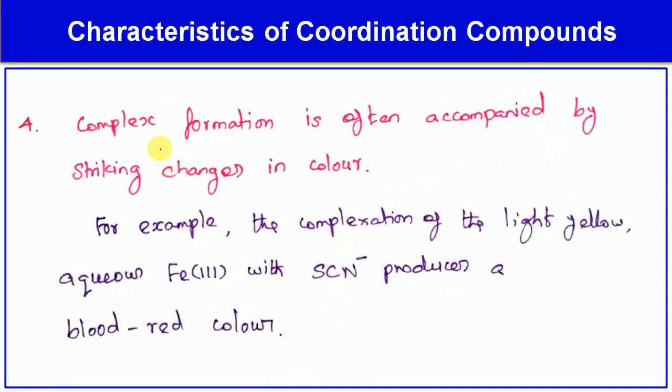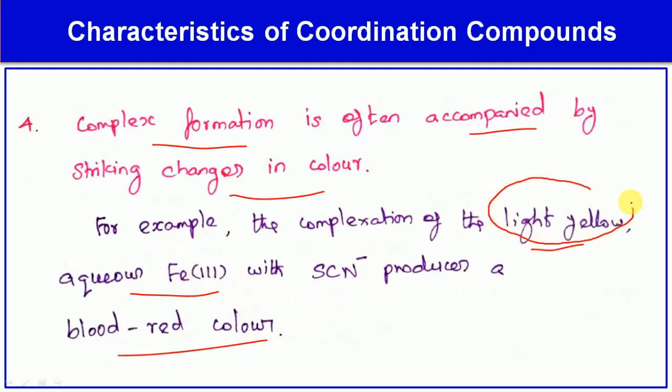Fourth point, complex formation is often accompanied by striking changes in color. For example, the complexation of the light yellow aqueous Fe3+ with thiocyanate produces a blood red color. That's why complex formation is often accompanied by striking changes in color. This is the main point.